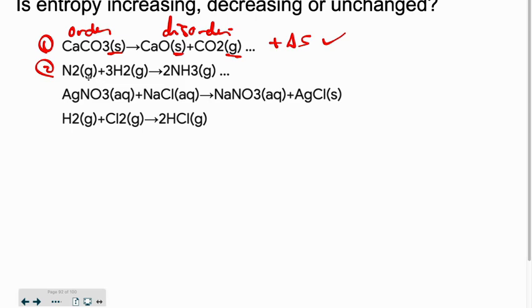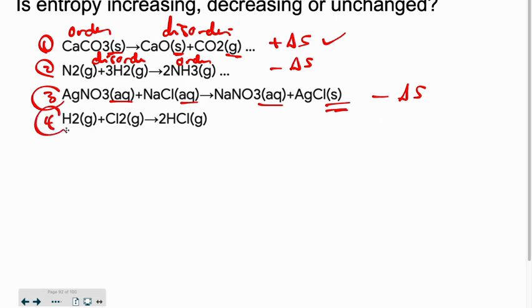If you take a look at my second reaction, I have 4 moles of gas on the left and 2 moles of gas on the right. So I have more disorder here and more order here. What I'm doing is making the system more ordered, which means I am decreasing my entropy. If you take a look at this third one, here I'm going from two aqueous solutions into a solution and a solid. Because a solid has lower entropy, in other words more order, I am once again decreasing my entropy from left to right.